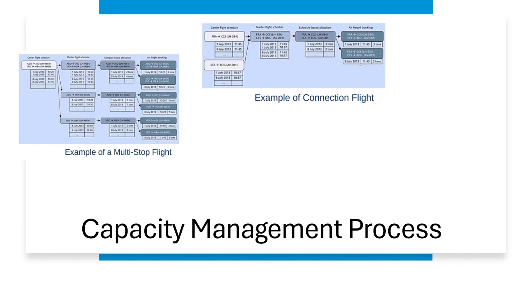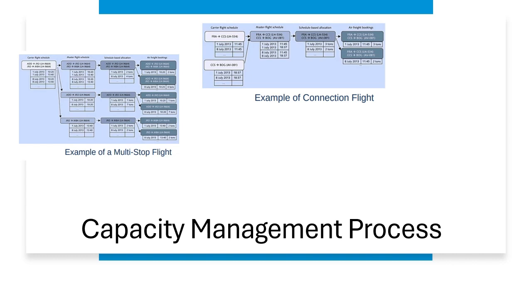This figure also shows how capacities are assigned to different master flight schedules with air freight bookings, which are created at each leg. This structure is important for managing complex routes where cargo needs to be tracked and allocated separately, which also ensures that each segment is adequately managed for capacity utilization.